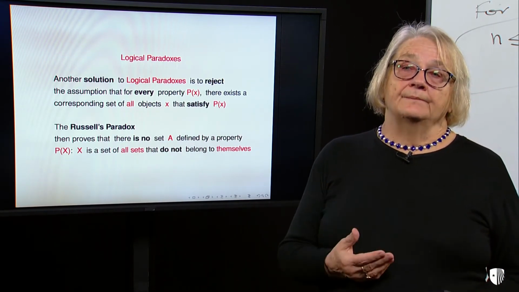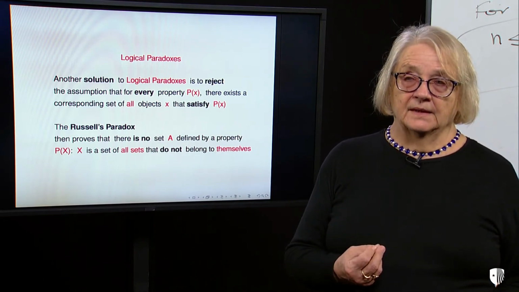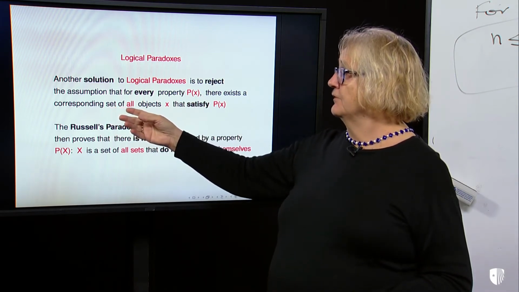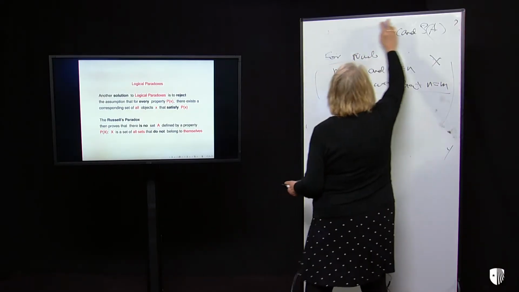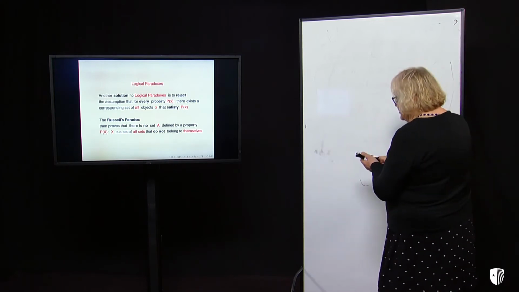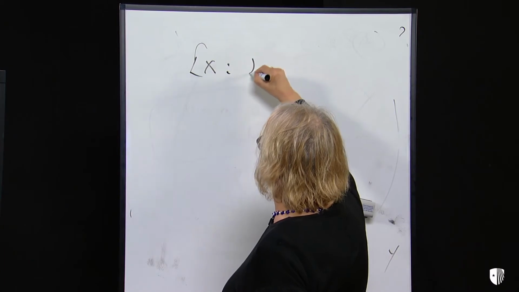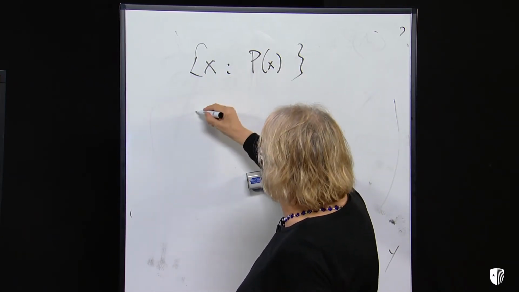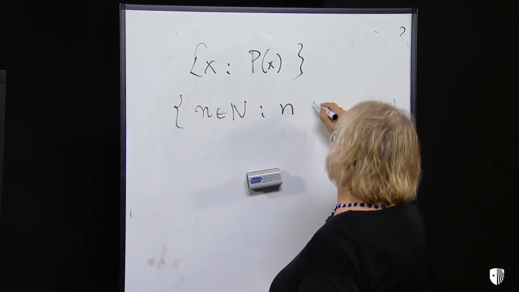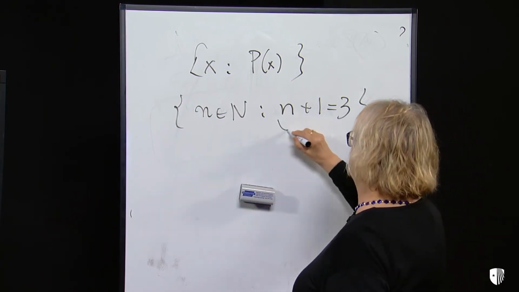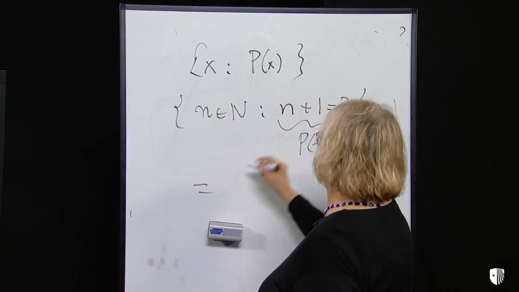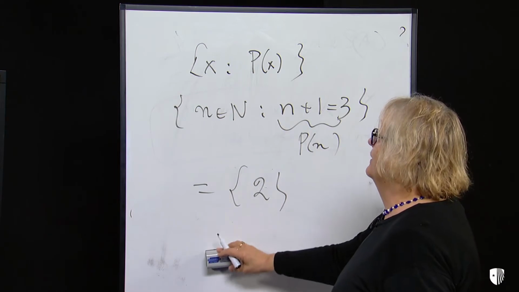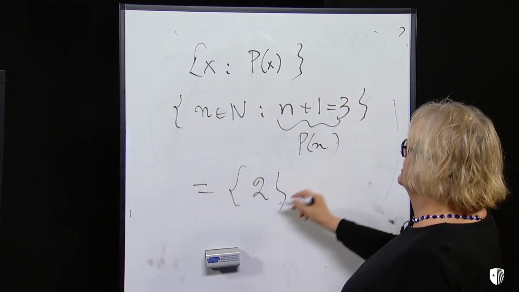So another solution to logical paradoxes is to reject the assumption that for every property P(x), there is a corresponding set of all objects S that satisfy P(x). Remember, we write the set of x such that P(x), where P stands for property. For example, the set of n in N such that n plus 1 equals 3 is our property P(n). That set would be 2, since 3 minus 1, n equals 2. So for the set of all x for which the property holds, you can find this set.